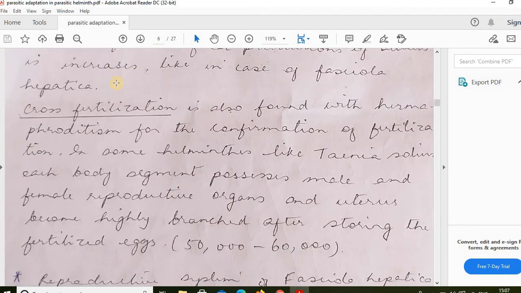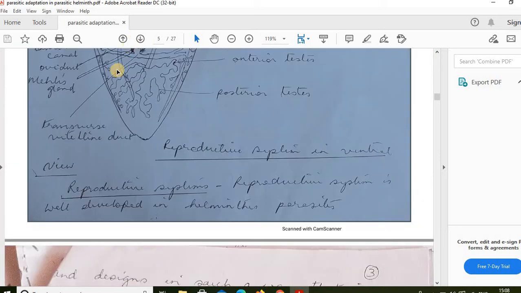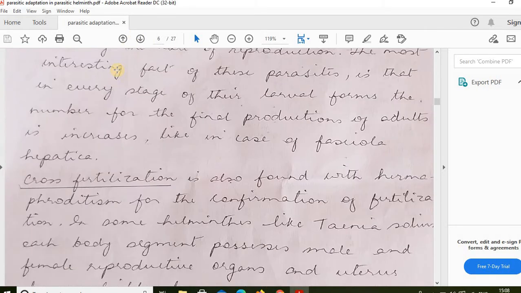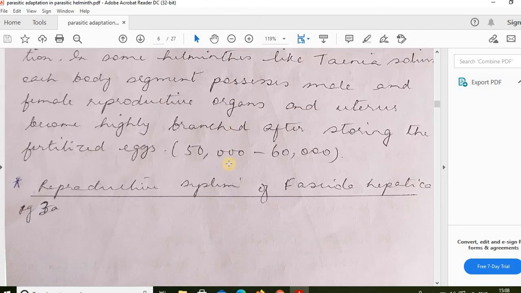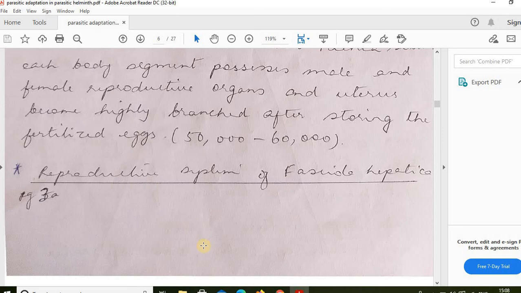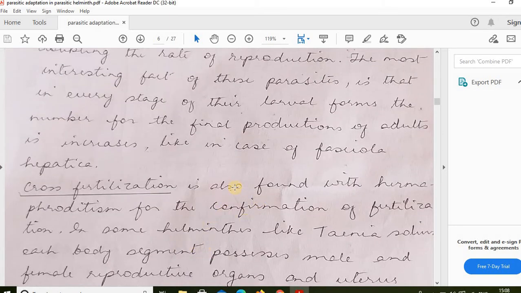So cross-fertilization is also found with hermaphroditism for the confirmation of fertilization. In some helminths, like Taenia solium, the body segments possess male and female reproductive organs, and the uterus is highly branched after storing the fertilized eggs. That will come later on to the Taenia solium.